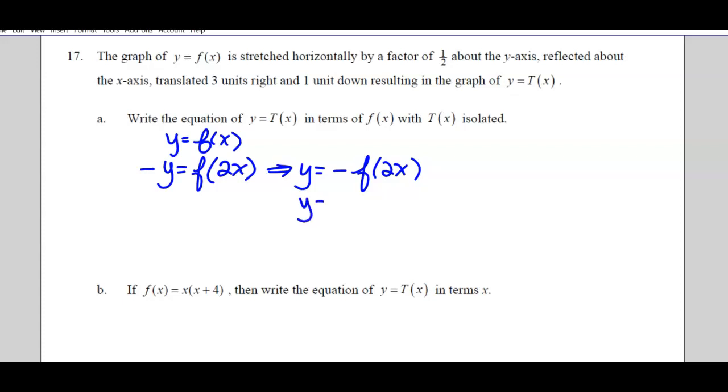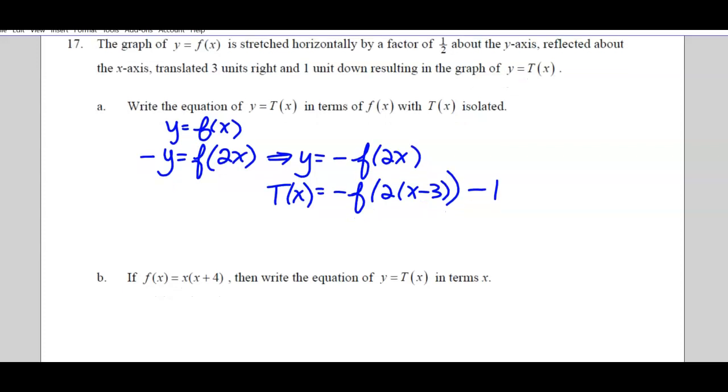Translated 3 units right, so replace x with x minus 3 in those brackets. And 1 unit down, I would just do that at the end. Yes, you could replace y with y plus 1, but it's pretty easy to just do that at the end. It says write the equation of y equals T of x in terms of f of x, with T of x isolated. That's all that they're asking. This is your T of x, your new function. Instead of calling it y, we're calling it T of x. It doesn't say to simplify the brackets, so I'll just leave it like that.